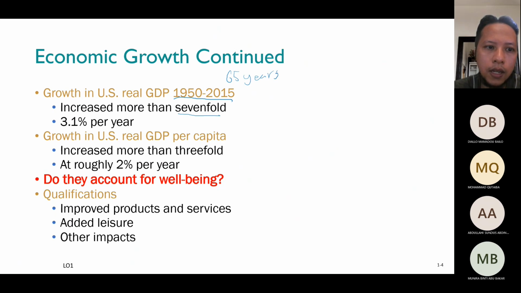And the average increase in growth rate is 3.1% per year. Okay, so for example, if in 1950 the GDP, just an example, GDP was 100 billion. Okay, in 2015, now the GDP is 700 billion because it is a sevenfold increase. Okay, and on average every year it increased by 3.1%.